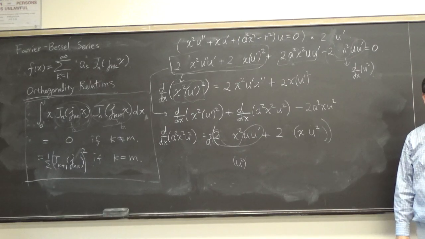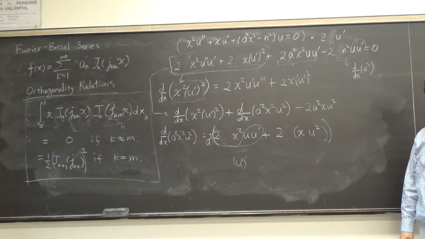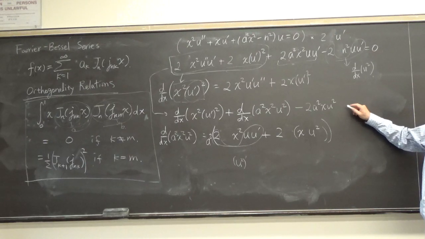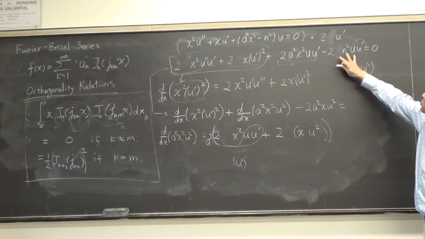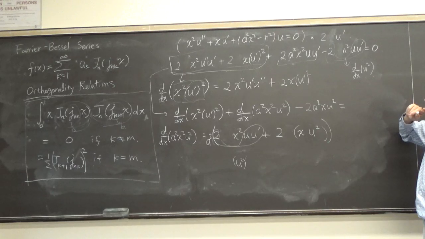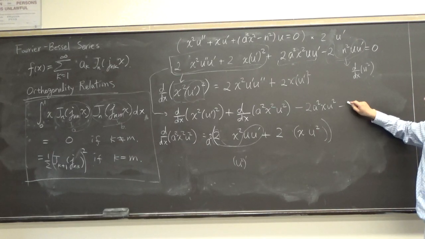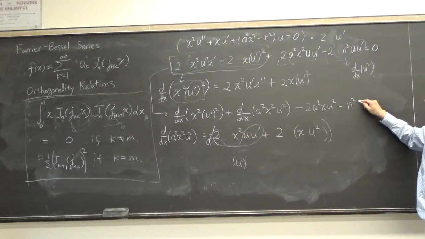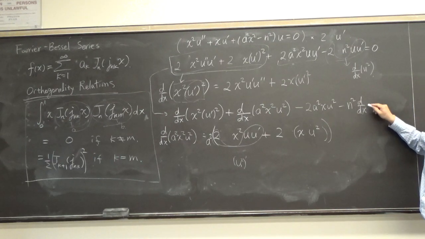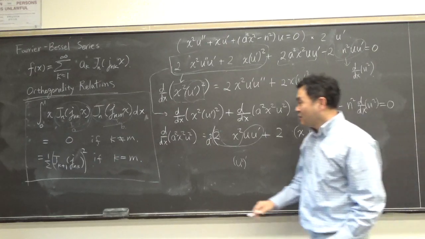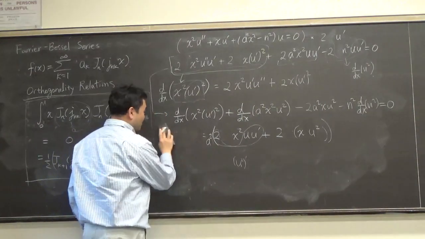Right? Is that okay? And then equal to, we're going to move this to the other side. No, we're not. Sorry. Minus n squared d dx of u squared equal to 0. All right, so we did that.